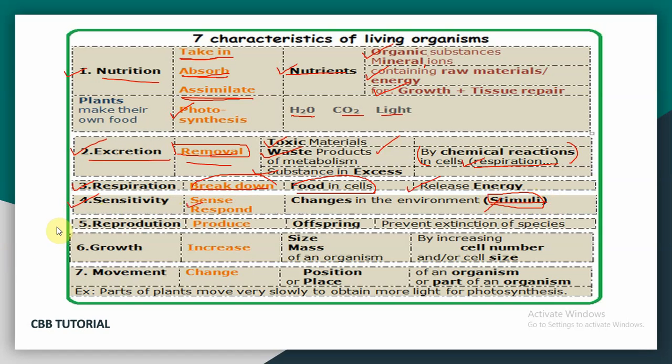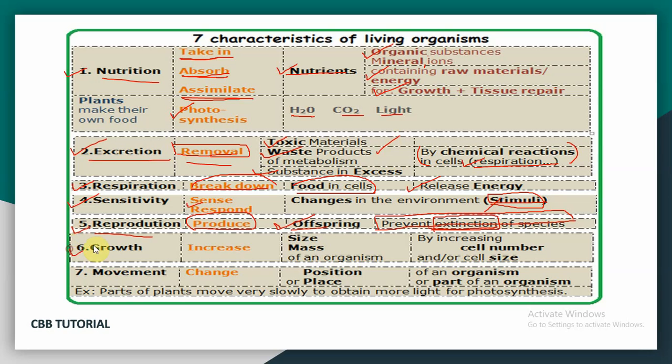Fifth one is reproduction. To produce young ones is called reproduction. Offspring, that is the baby or new young one. Reproduction prevents extinction of the species. Extinction means nothing growing, and that is prevented by reproduction.